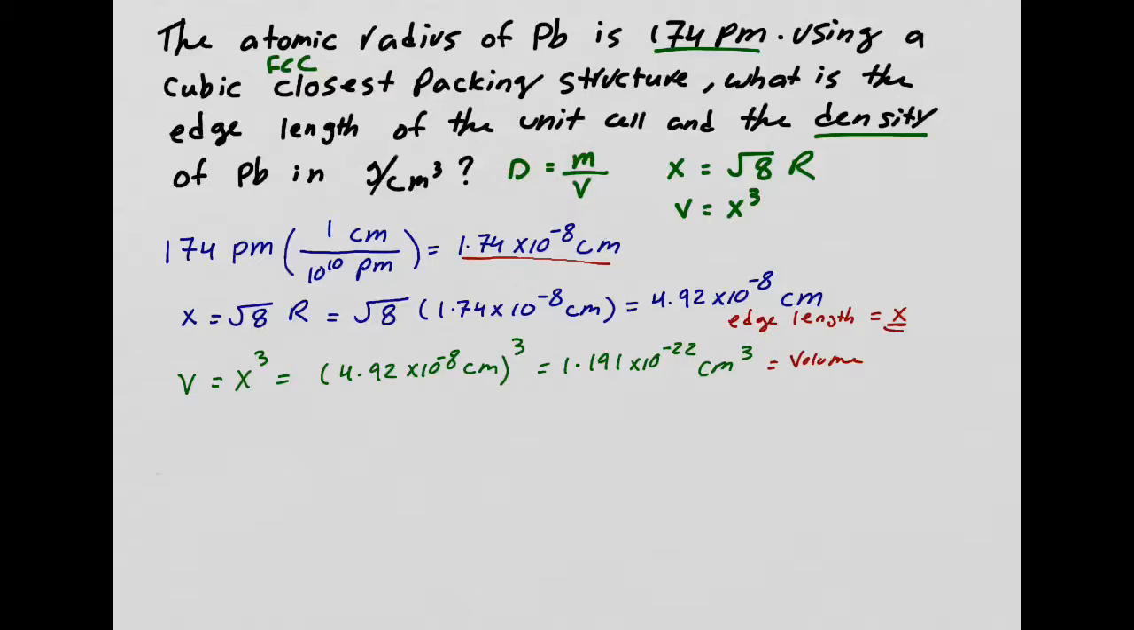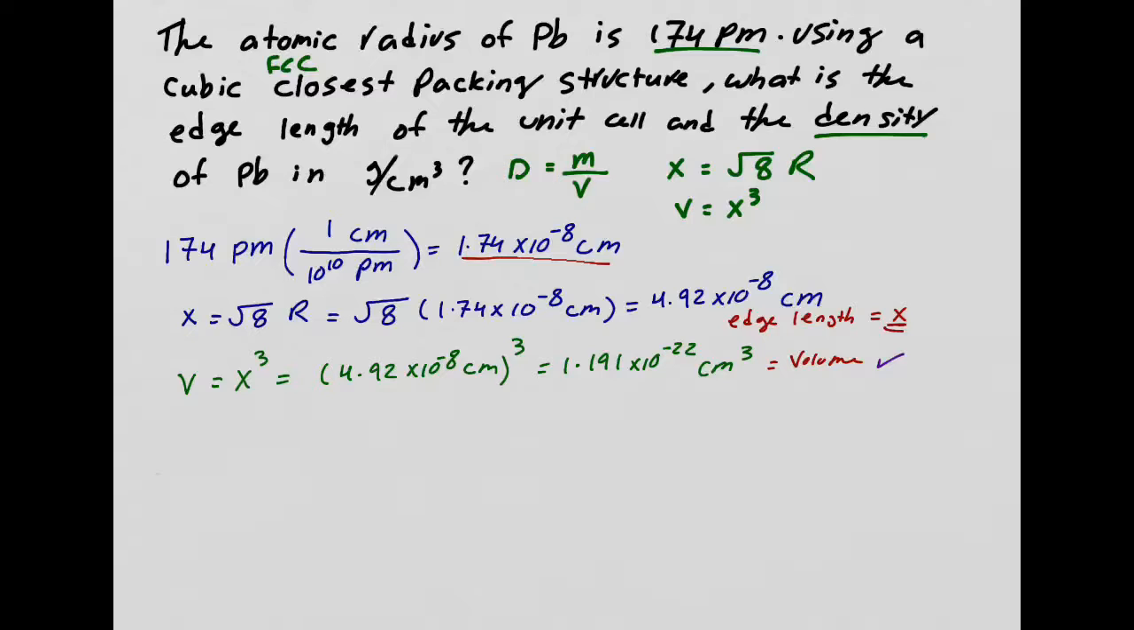Okay, now density is what? Density is mass over volume. This is great. I have the volume, but the other piece of information that I need is the mass, right? Okay, we can figure out the mass. Now, how are we going to figure out the mass? Now, remember this, that FCC, we had 4 atoms per unit cell. You guys agree?